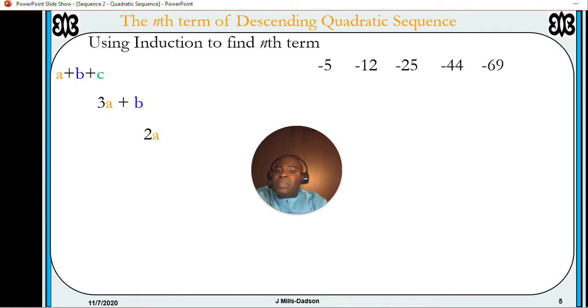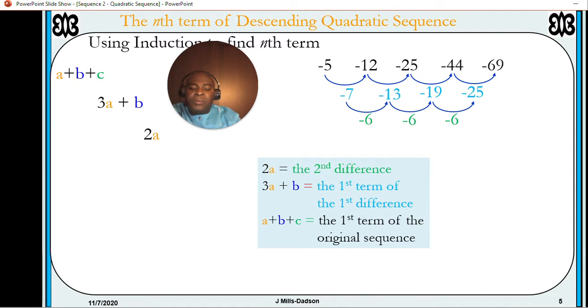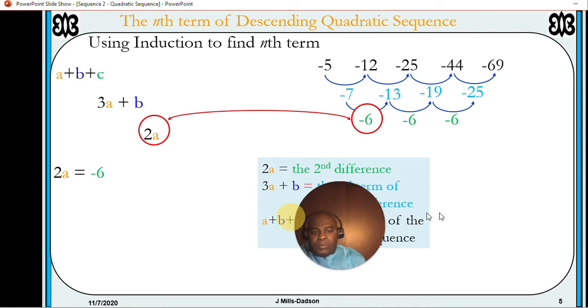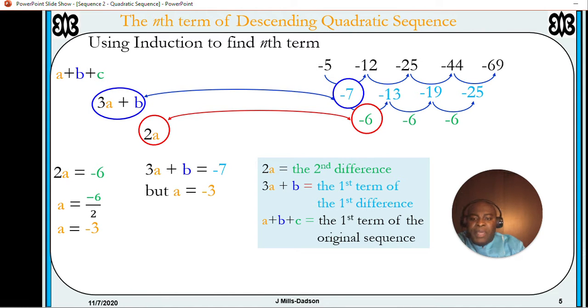One last derivation of the formula. Find the first set of differences. Second set of differences. We link our equation. First, 2a equals negative 6. So a will be equal to negative 3. 3a plus b must be equal to negative 7. A is negative 3. So 3 times negative 3 is negative 9. And b will be equal to negative 7 plus 9, and that will be positive 2.